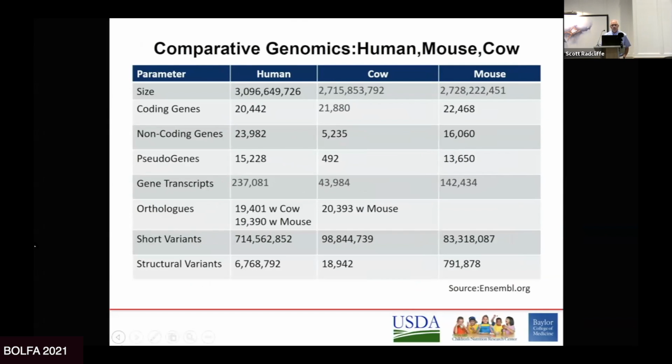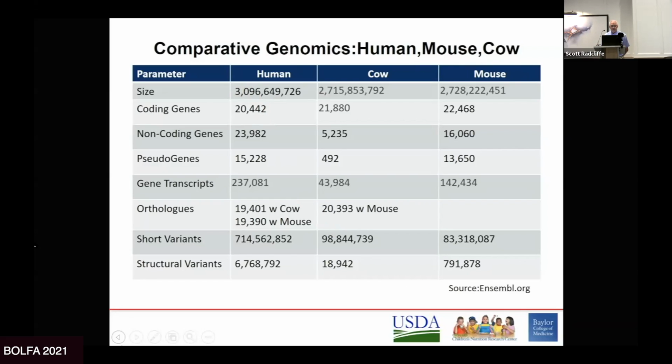I want to go through this relatively quickly, but in thinking about comparative genomics, this is data from the Ensembl resource. This just compares the size of the genomes and how many genes there are. They're all roughly the same in a lot of these things. If you look at how much conservation there is among the three species, they all have about 20,000 orthologs that you can sort of call genes that might be analogous in the three groups. And so that gives you something to work with.